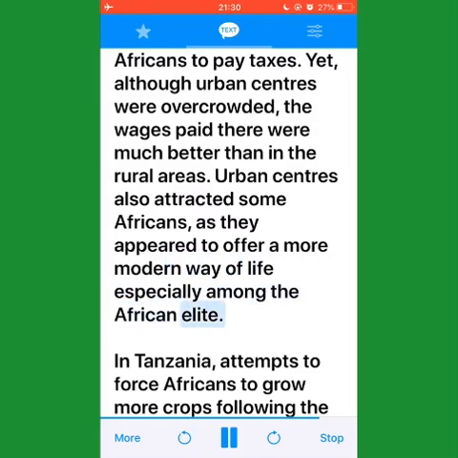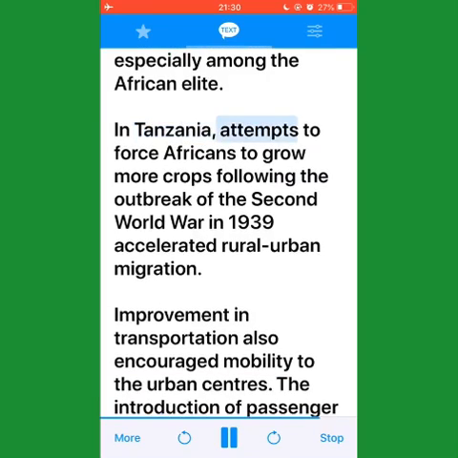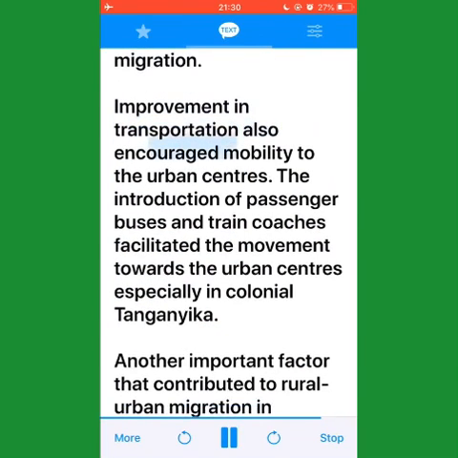In Tanzania, attempts to force Africans to grow more crops following the outbreak of the Second World War in 1939 accelerated rural-urban migration. Improvement in transportation also encouraged mobility to the urban centers. The introduction of passenger buses and train coaches facilitated the movement towards the urban centers, especially in colonial Tanganyika.